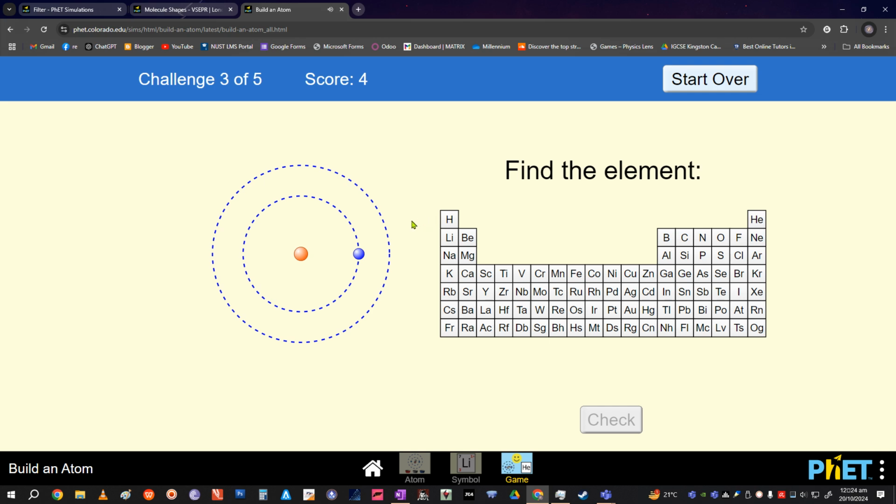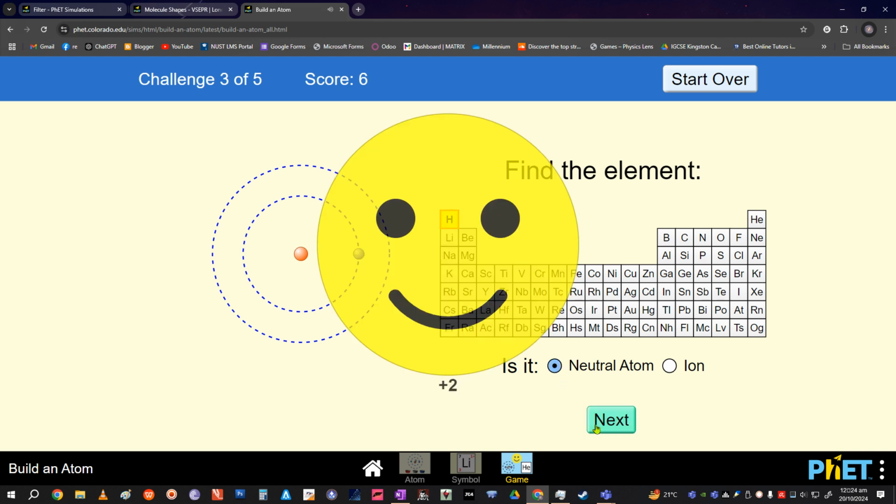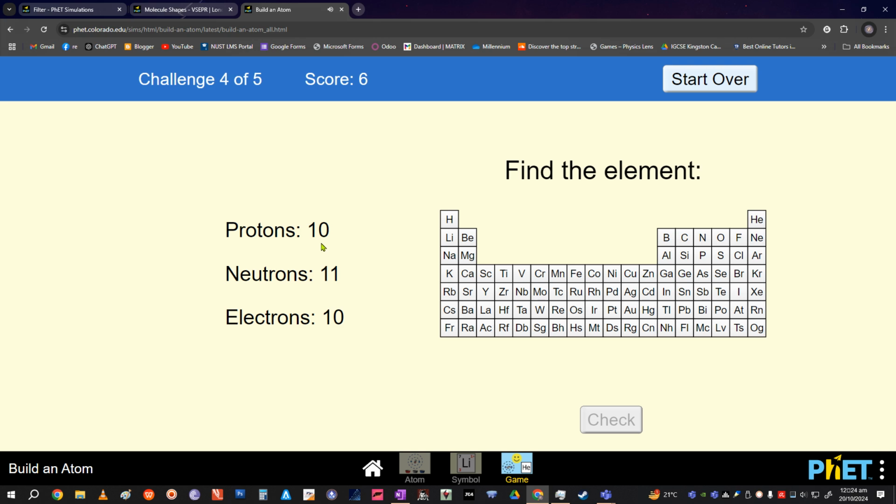I'm just going to make clicks. Hydrogen. Now neutral or ion? Neutral. Very good. Next. 10, 10, 11. Neon again? Yes, very good. Neutral or ion? Neutral. Perfect. Last one. 8, 8, 10.